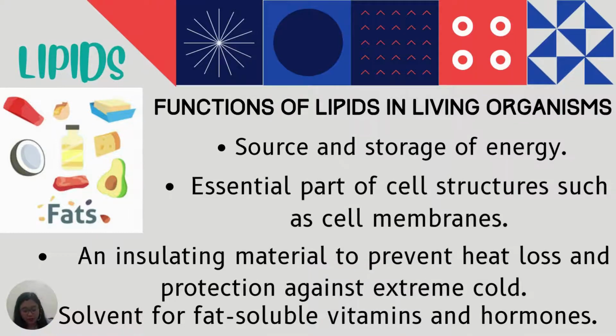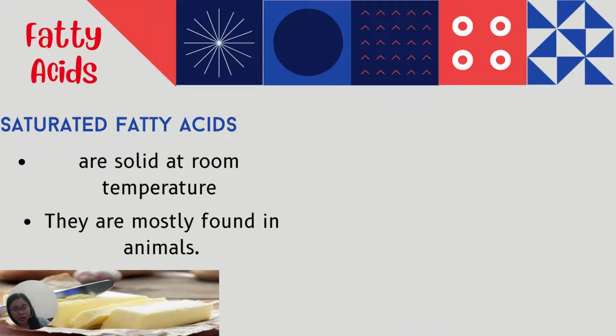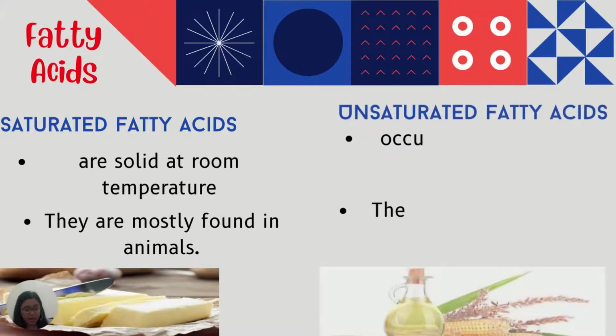So these are the examples of lipids. First, we have the fatty acids. We have two types of fatty acids: saturated fatty acids and unsaturated fatty acids. Saturated fatty acids are solid at room temperature. Remember, solid siya sa room temperature. They are mostly found in animals. Okay, yung lard, margarine, butter are examples of saturated fatty acids.